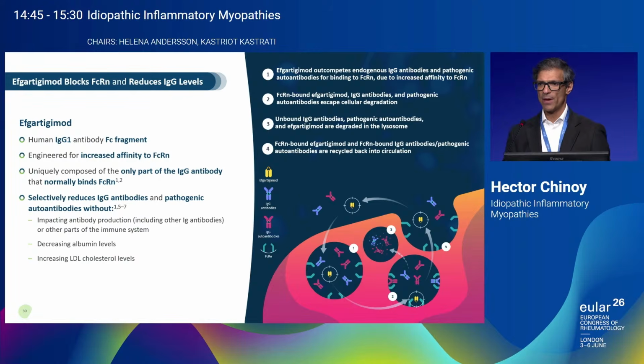If you're not able to bind to FcRn, then what happens is the IgG and pathogenic antibodies are degraded within the lysosome. So efgartigimod basically stops the IgG from binding to FcRn and stops it from getting recycled. But it seems to do this without impacting antibody production or other parts of the immune system or degrading albumin or increasing LDL.